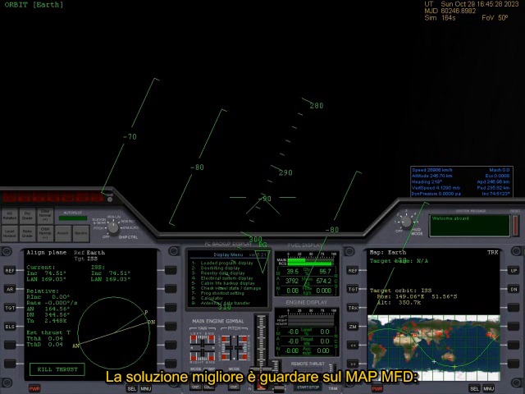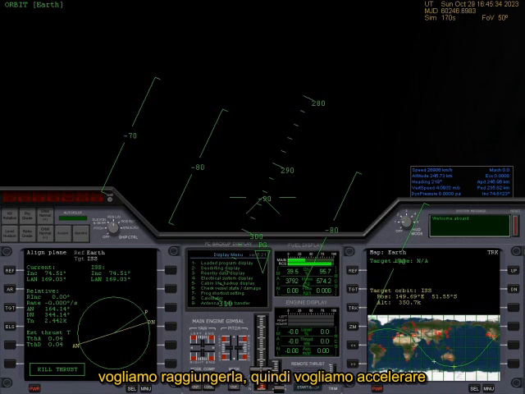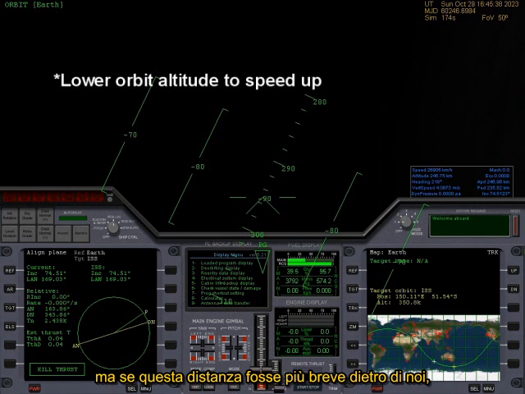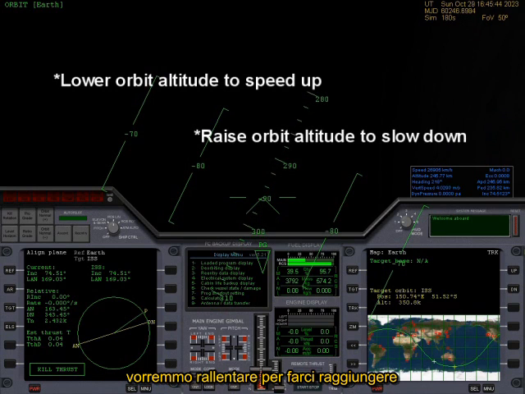The best solution is to look at the map MFD. If ISS is closer in front of us than behind, we would want to catch ISS, so we would want to speed up. But if ISS was closer behind us on the map MFD than it was in front, then we would want to slow down and let ISS catch us.